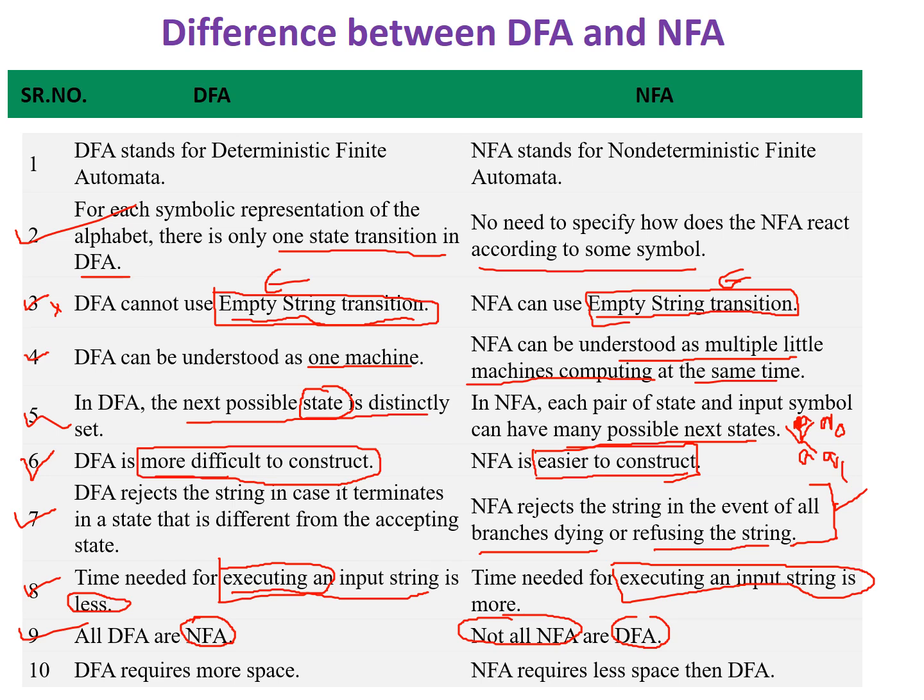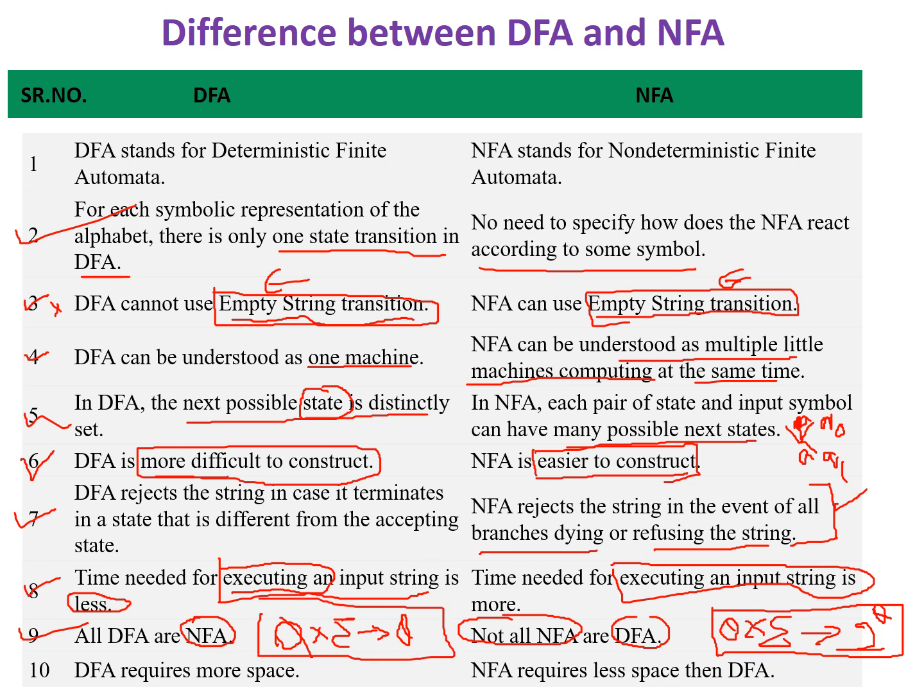The last point is technically the transition function. In DFA, it is Q cross sigma to Q. This is the 11th point I am telling you. Whereas in NFA, it is Q cross sigma to 2 power Q, right? 2 power Q. So this is the major difference with respect to the transition function. Okay, thank you.